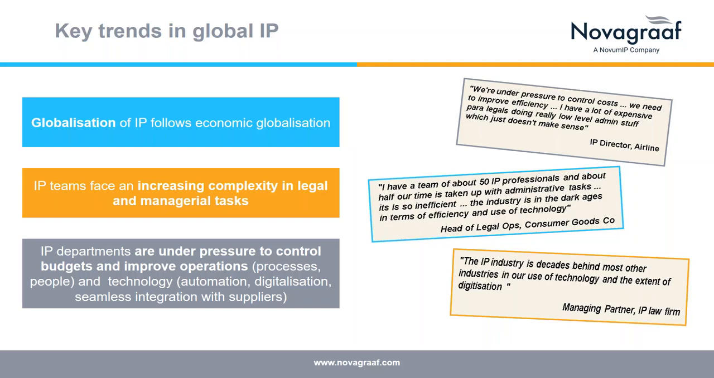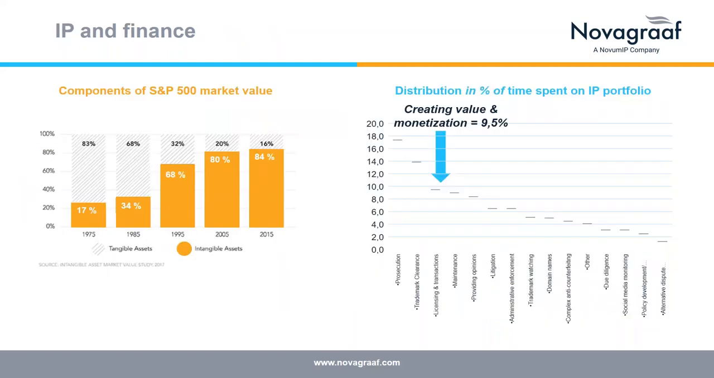Now, IP used to be mainly a subject for legal and marketing professionals. However, the subject is increasingly a finance and value story. Here you can see on the left side, IP is one of the largest components on the balance sheet of a company with an asset value of more than 84%. However, on the right side, you can see that from the time spent on an IP portfolio, only 9.5% of the time is spent on creating value and monetizing.